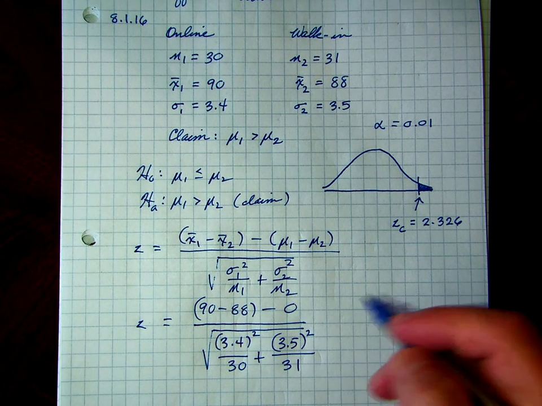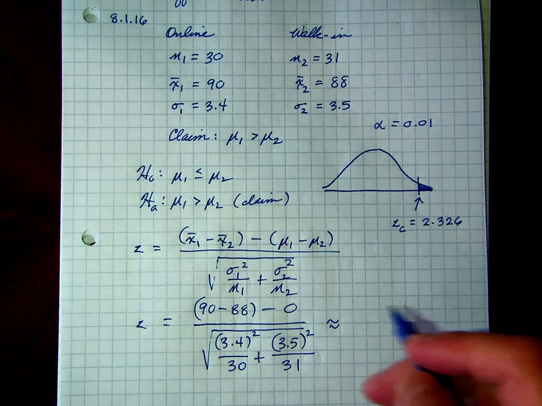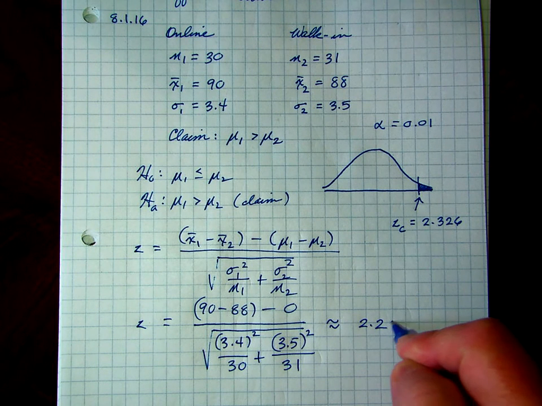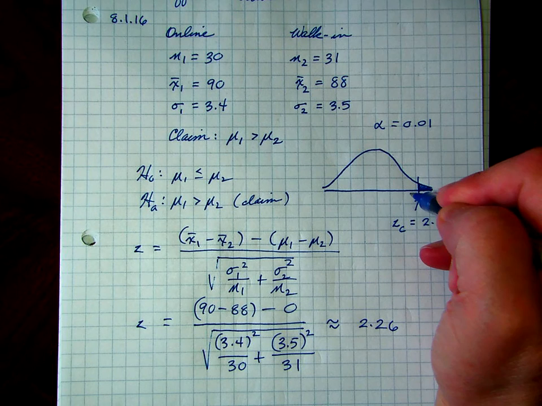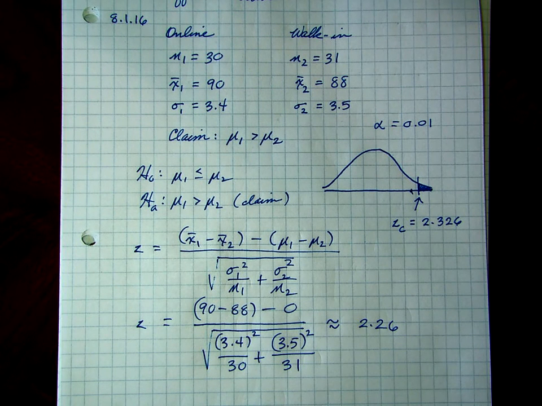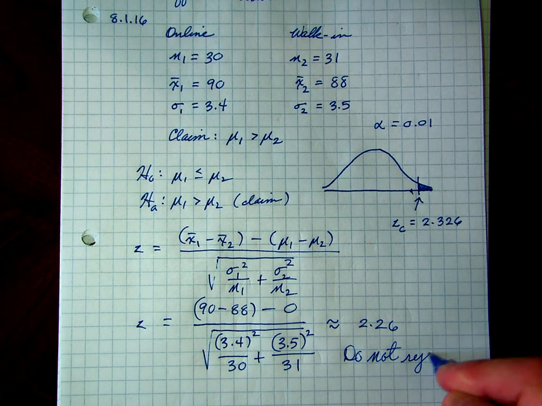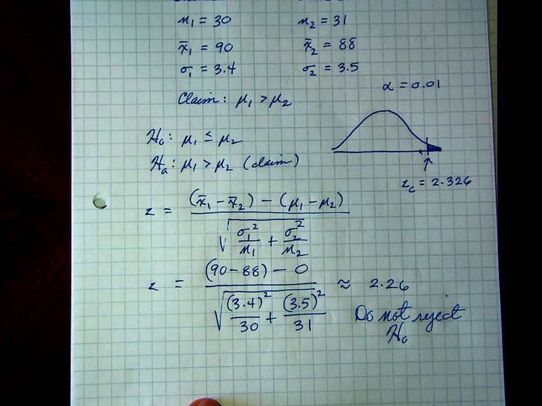Okay? Feed this all into your calculator. And you carefully work out and discover that you get 2.26. Okay? Now, where is 2.26? Well, it's here. It's not in the rejection region. So, we do not reject the null hypothesis, which is too bad for our retailer because that goes contrary to his claim.